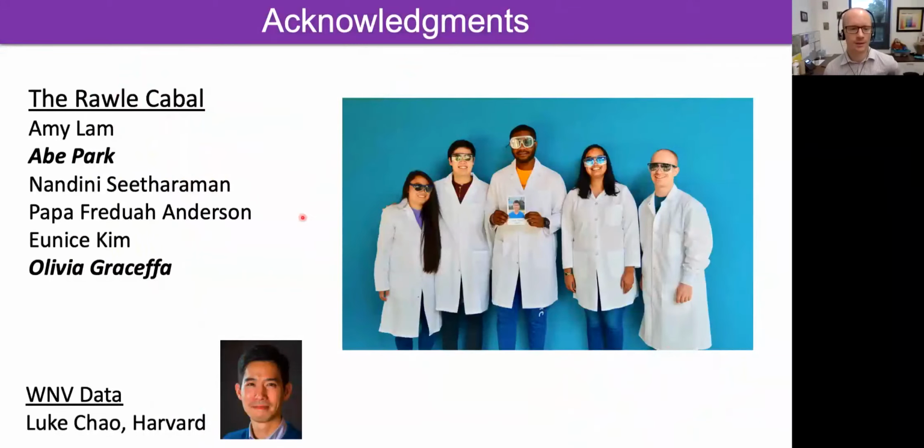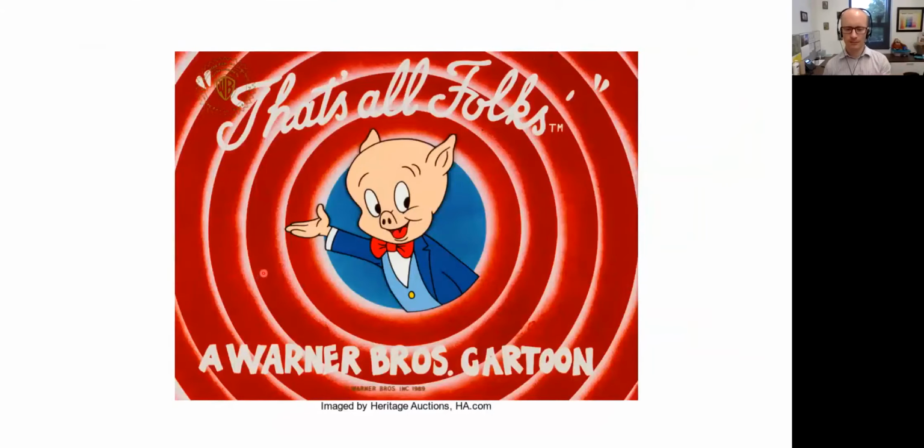And then lastly, these are the current members of my research lab here at Williams. Williams is a liberal arts college, so everyone in my lab is an undergraduate. I talked about Abe's project. Olivia just joined onto that project. I wish I could tell you about Amy and Nandini and Papa and Eunice's projects and other people that have been in my lab, but there really has not been time. But we have a lot of exciting and interesting work that we're doing. And also thank you, as I mentioned, to Luke Chow for the West Nile virus data. And with that, I will say thank you to everyone, and I would be happy to take any questions.